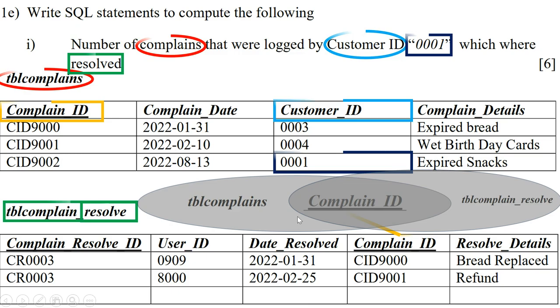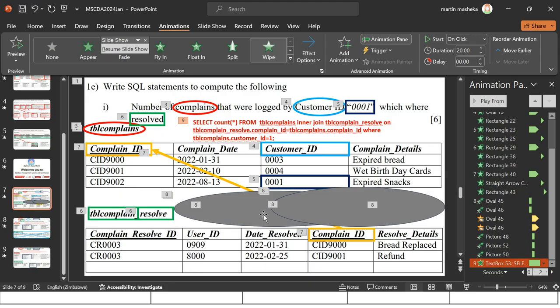You can see here we have table complaints here to our left, and then table complaint resolve to our right, and then these two are linked through complaint ID. So let's now go and write our SQL query in our SQL query editor.